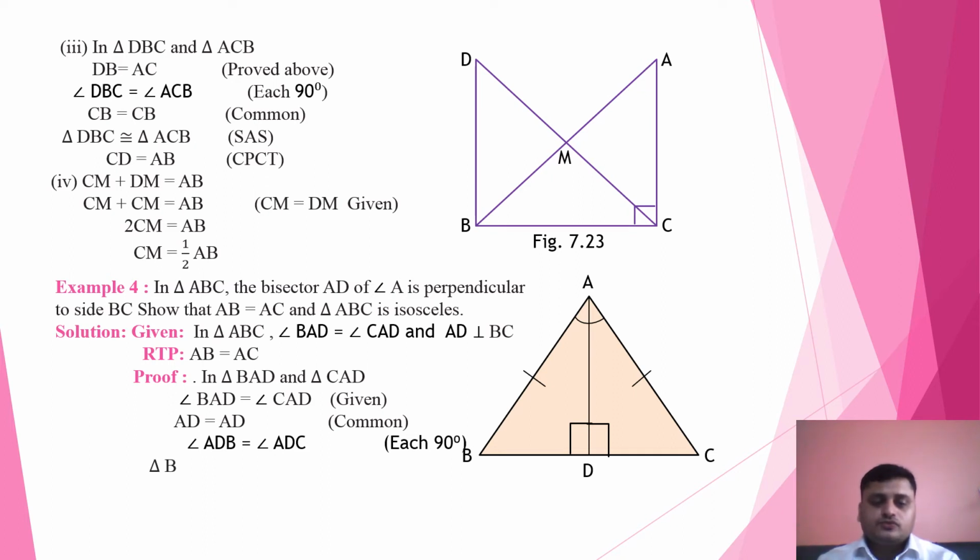degree. So these two triangles, triangle BAD is congruent to triangle CAD by the angle side angle congruency rule. And if the triangles are congruent, we can say that AB is equal to AC, so the triangle is an isosceles triangle.